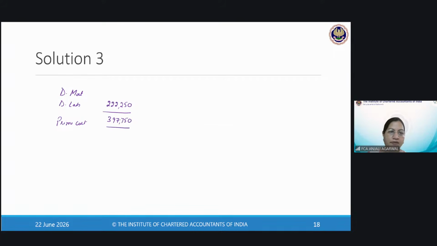Is there any difficulty in calculating what is the raw material consumed? Prime cost minus direct labor will give you material consumed. So it becomes 397,750 minus 222,250. Raw material consumed is 1,75,500.